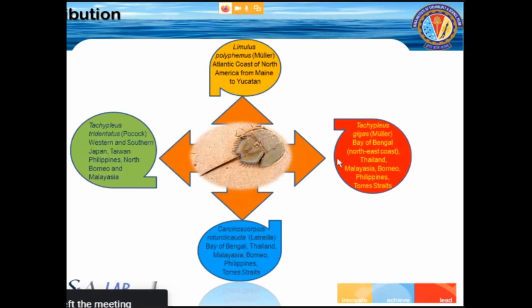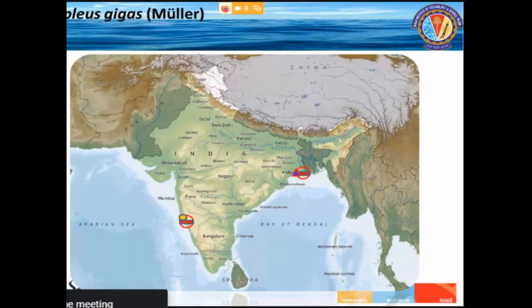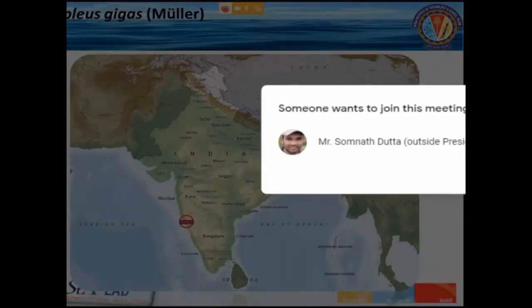The one which is closest home, the one which is found on the shores of India, is the Tachypleus gyges, which is found in the northeast coast of the Bay of Bengal. So that is where I am going to go back home. You can also find these in Thailand, Malaysia, Borneo, and Philippines. Now, as I said, the most abundant species which is found along the eastern coast, along the Bay of Bengal, is the Tachypleus gyges. And so this is my journey back home. And now I will be taking you, for the coming 20-25 minutes, through the life cycle and through the great lineage of the horseshoe crab.